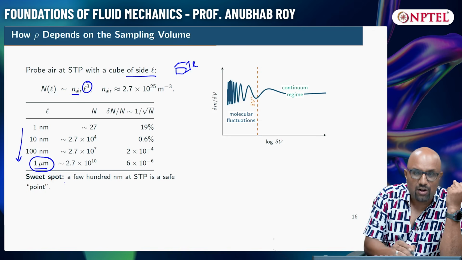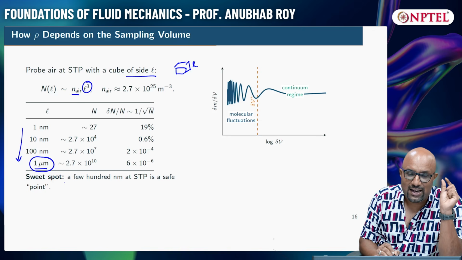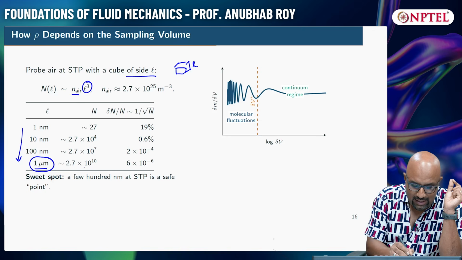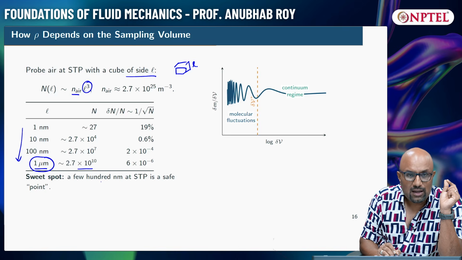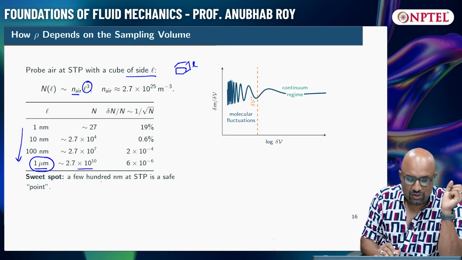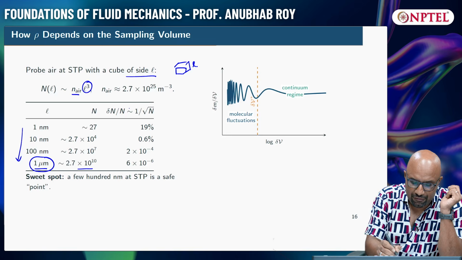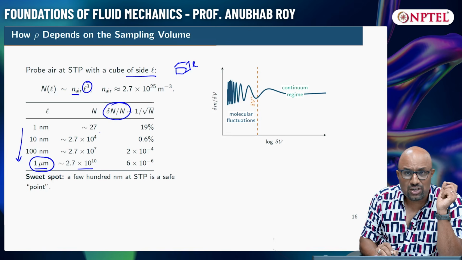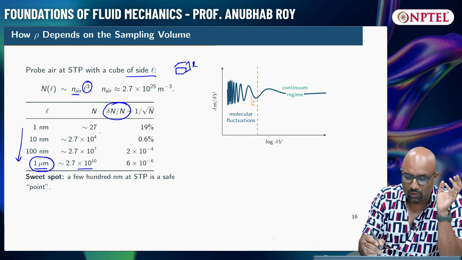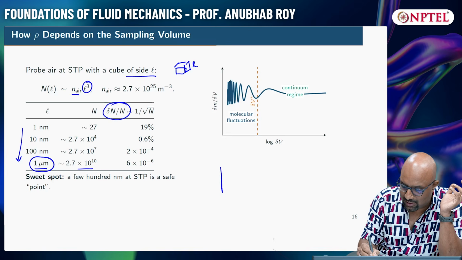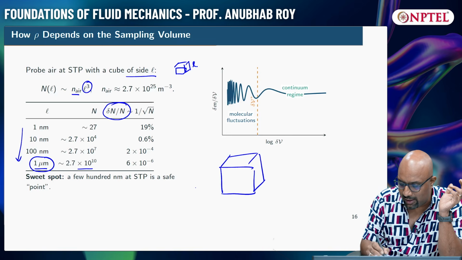So if 1 micron is that small size of that volume that you have, then you are basically going to see an N which is around 10 to the power 10, the number of molecules. So the number of the fluctuation that is occurring in that volume. So what you are saying here is that, let's draw this in a slightly more legible manner.